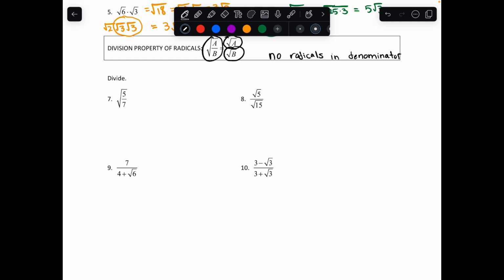Okay, so with this in mind, let's move on to our next problem, number 7. So we have the square root of 5 divided by the square root of 7. Now, we can separate this using our property as the square root of 5 divided by the square root of 7. However, we have this little rule that says no radicals in our denominator. So how do I get rid of the square root in my denominator?